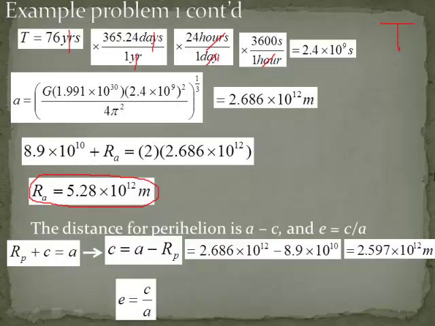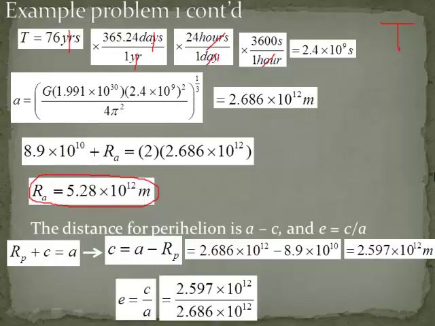And we just say E equals C over A. So 2.597 times 10 to the 12 divided by 2.686 times 10 to the 12, and we get that the eccentricity is equal to 0.97. So that is a super elliptical ellipse, a very long and thin ellipse, and that makes sense because Comet Halley doesn't stop by too often.